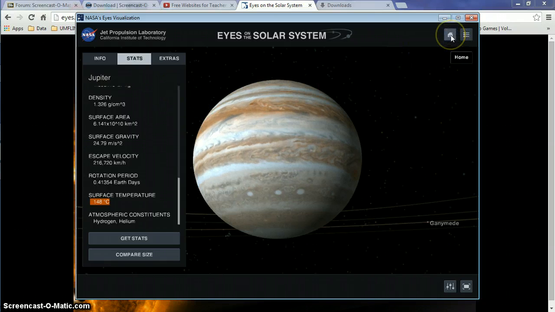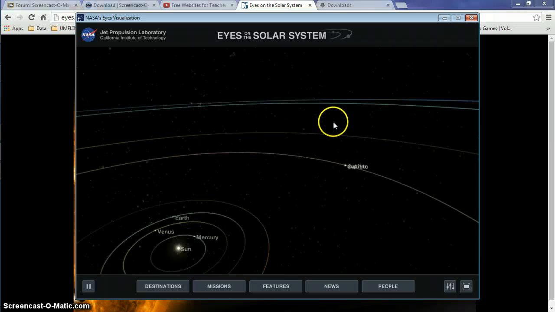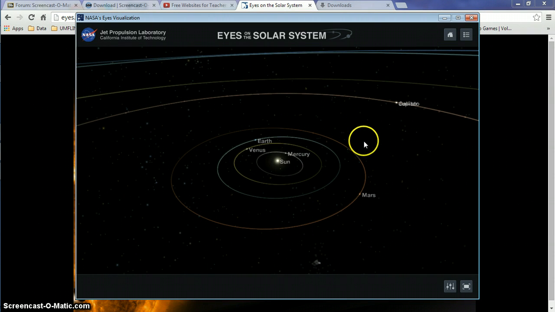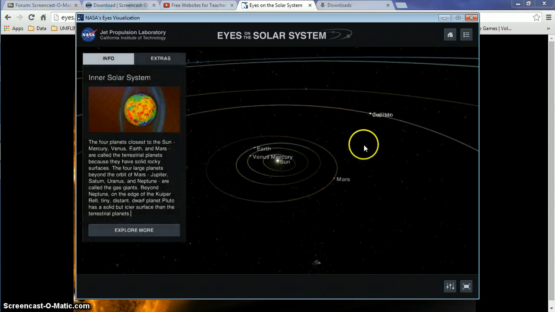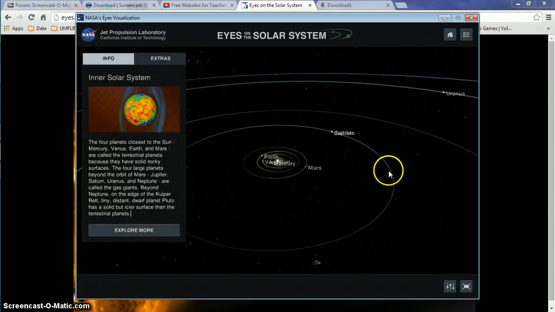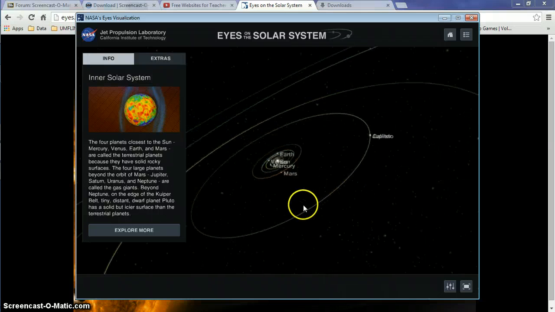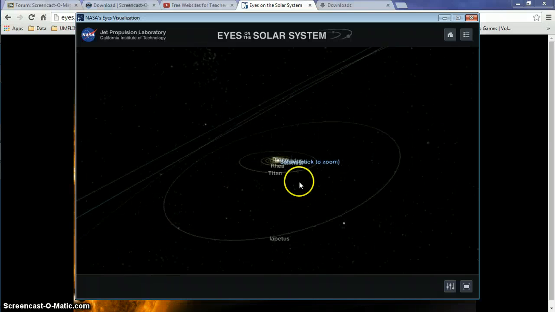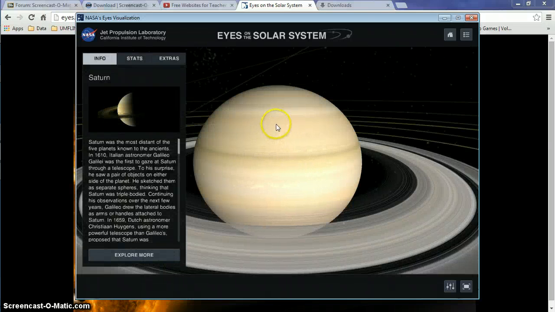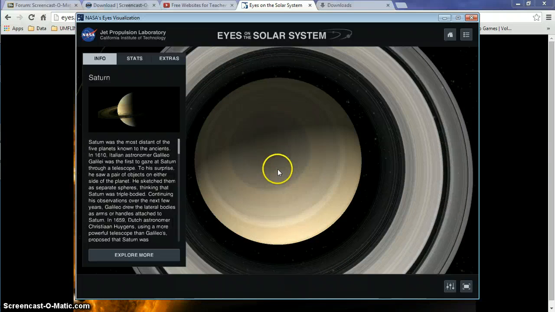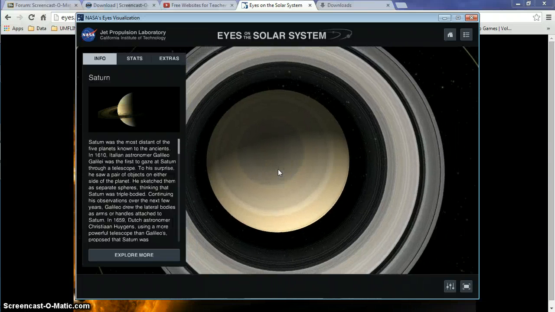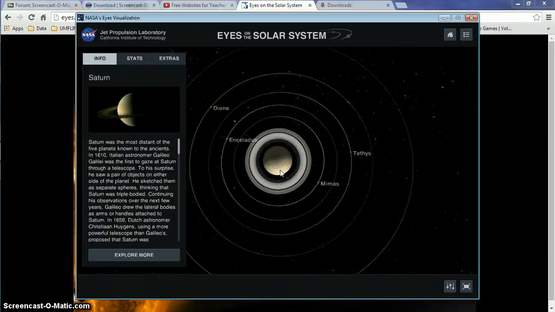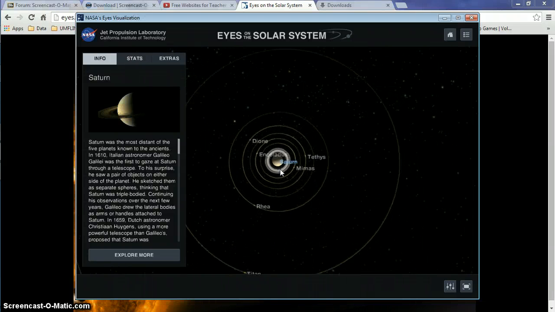Okay, hit home, and we're going to wander out from Jupiter. And now we have to find the outer gas giants. The next one after Jupiter is our famed ringed planet. Here is Saturn, right? Saturn is a very large body of mass. It is the second largest planet in our solar system.